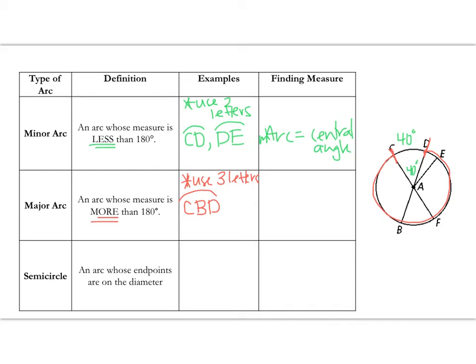Another major arc, just to name another one in the picture, let's say if we started at E, E, F, C would also be a major arc. Again, we're going to use three letters when we do major arcs. To find the measure of the major arcs, if you think about specifically that red one there, I could find that by doing 360 degrees minus the minor arc. I'm using 360 because that's what a whole circle has to equal.